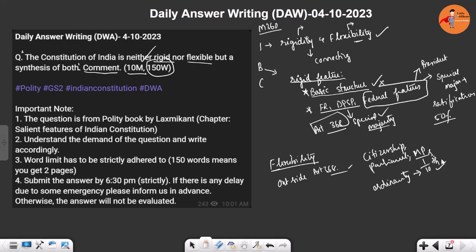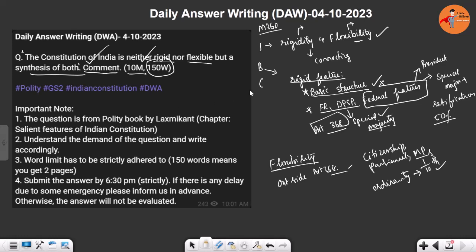and there are features in the Constitution of India which are so complex that their amendment is very cumbersome, and there are some features which can't be amended. So this is a perfect blend of both flexibility and rigidity of the Constitution. That is the reason why we say the Indian Constitution is neither rigid nor flexible but a synthesis of both. So this is what we will be writing in the body.